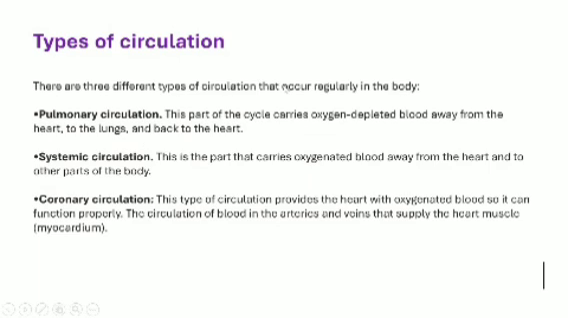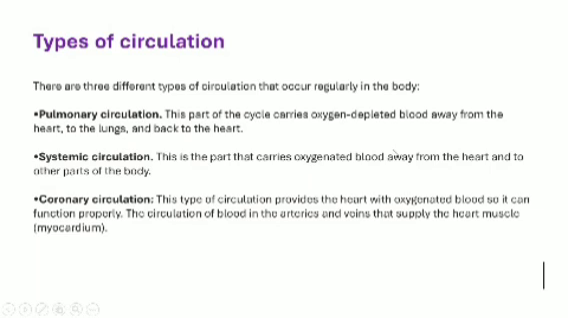There are three different types of circulation that occur regularly in the body. Those are pulmonary circulation, systemic circulation, and coronary circulation. Pulmonary circulation carries oxygen depleted blood, which is deoxygenated blood, away from the heart to the lungs and again from the lungs back to the heart. Okay, clear?